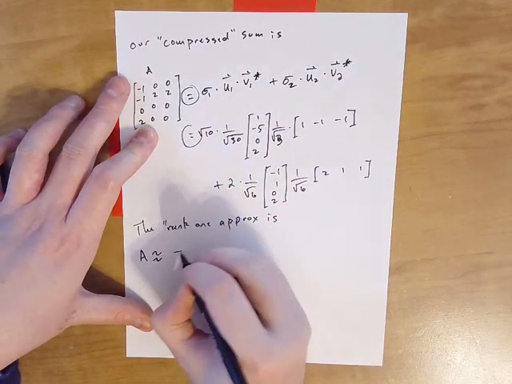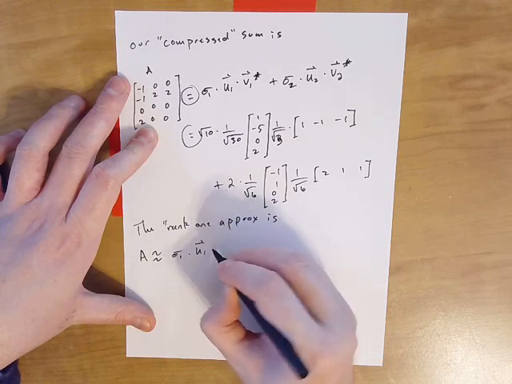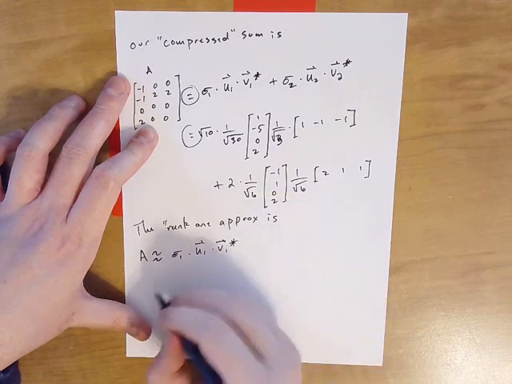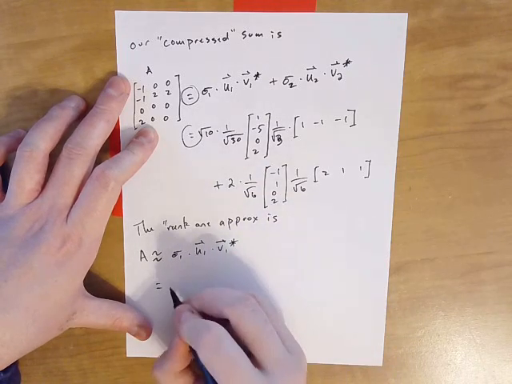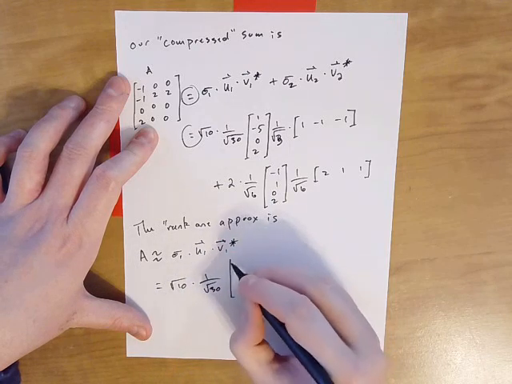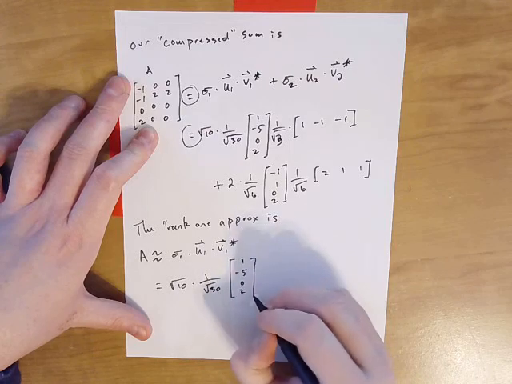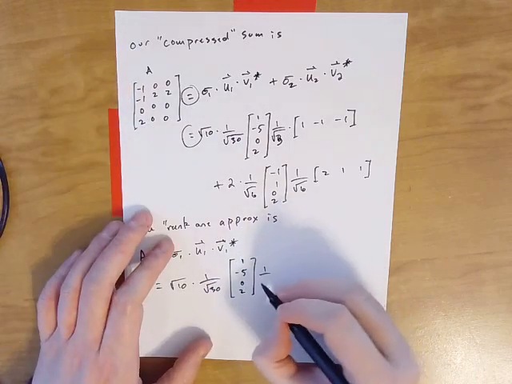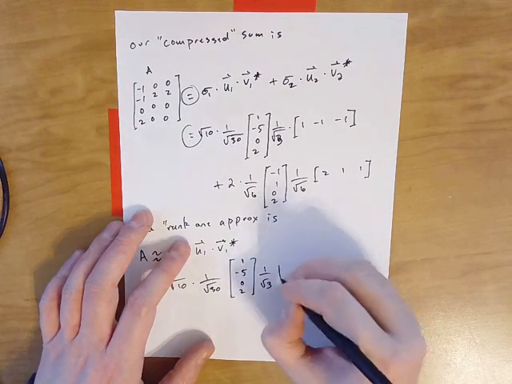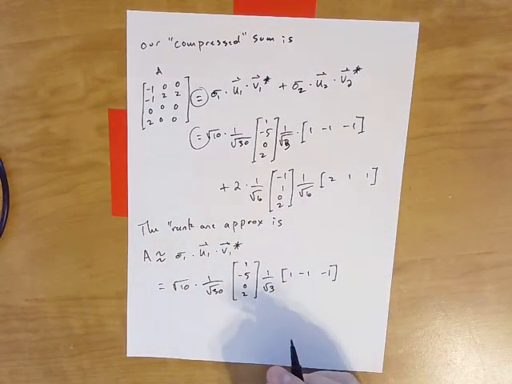So here we'll be looking at sigma 1 times the first column of U times the conjugate transpose of the first column of V. And that's equal to root 10 times 1 over root 30 times (1, negative 5, 0, 2) times 1 over root 3 multiplied by (1, negative 1, negative 1). And let's see if we can multiply this out.